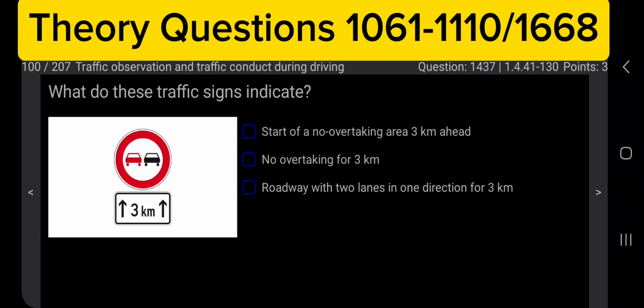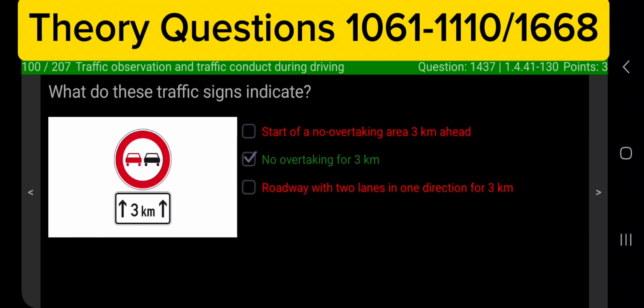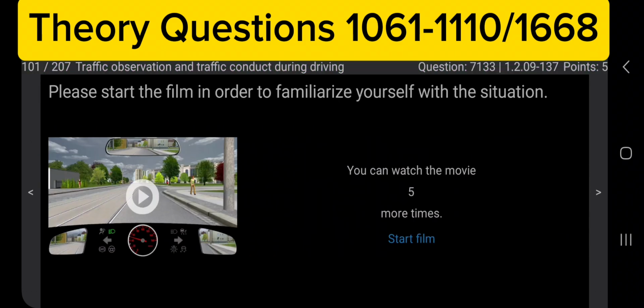What do these traffic signs indicate? Start of a no overtaking area 3 kilometers ahead. Roadway with 2 lanes in one direction for 3 kilometers. No overtaking for 3 kilometers.